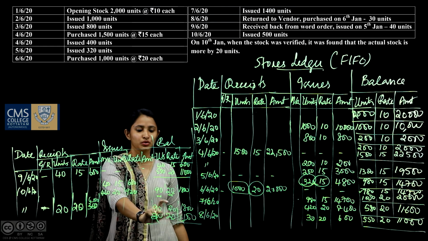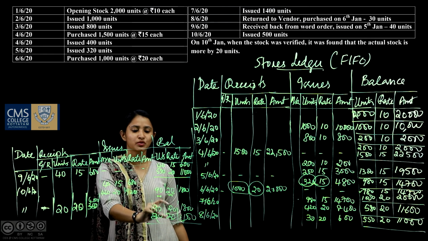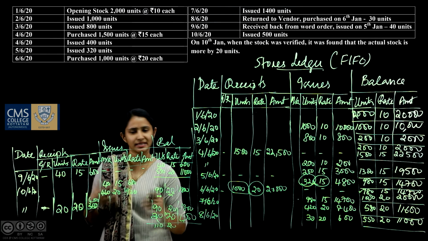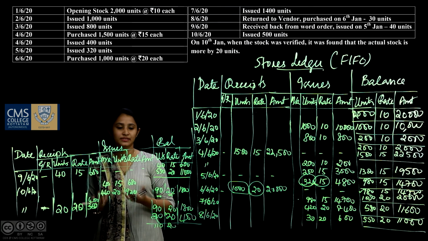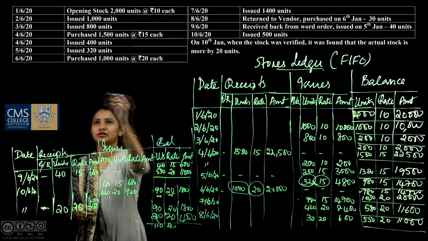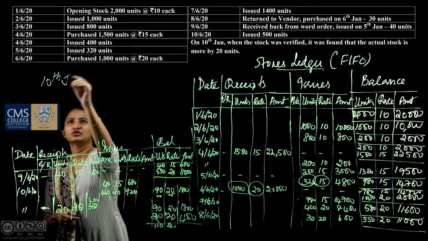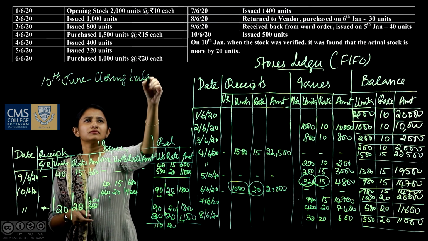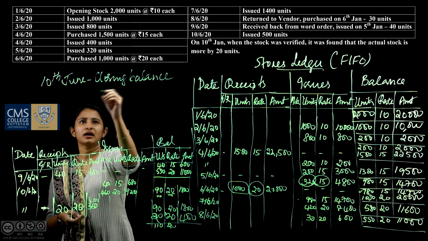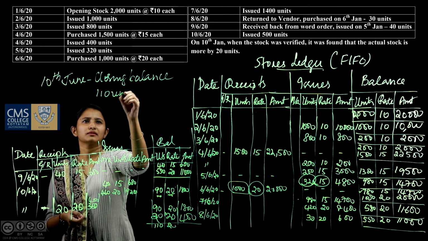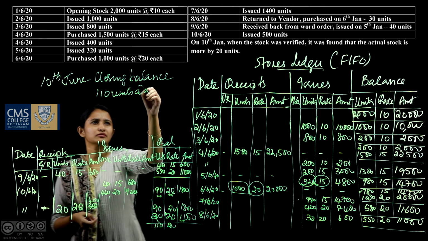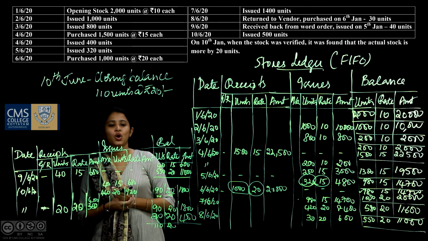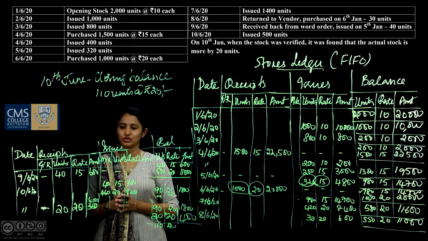Because the unit rate of both the lots is the same, if we want, we can club them together and write it as 110 units at 20. We can write it like that, or we can show it as two separate lots. It's okay. So on 10th June, our closing balance is 110 units at rupees 20 per unit. This is our balance on 10th June 2020.